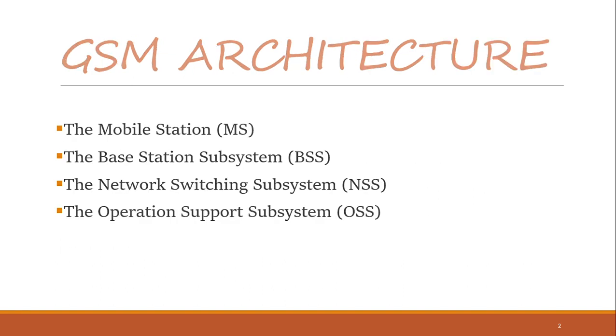Now, we are going to look at the GSM architecture. The GSM network can be broadly divided into four main parts. They are the mobile station, the base station subsystem, the network switching subsystem, and the operation support subsystem.